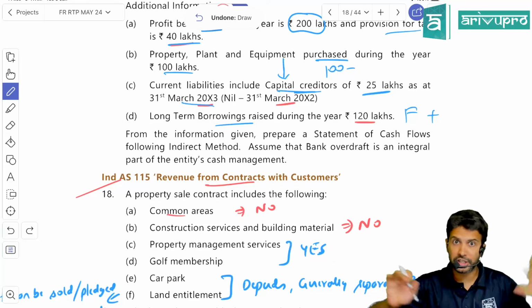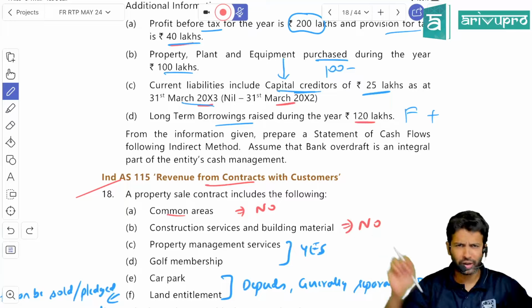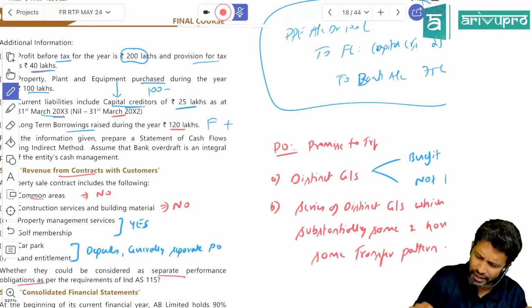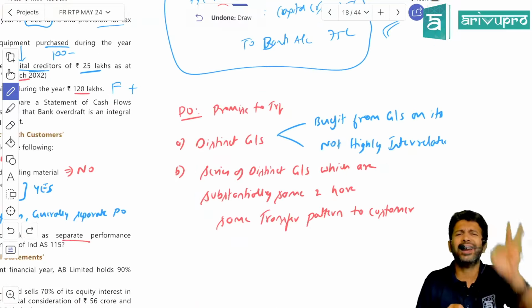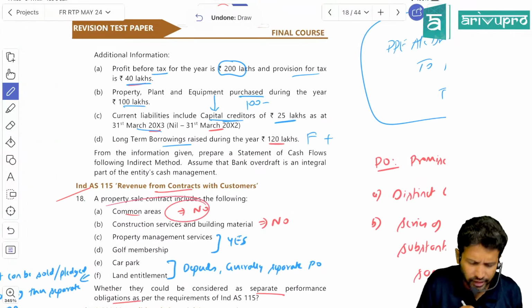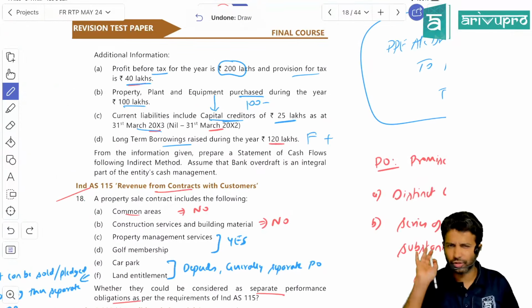In the answer, they've given study material answer, they've given a big story. Okay, you write this para. That's the reason I've given an answer over here. You write the definition of PO. Write one justification: now these two are highly interrelated, so not a separate performance obligation. That is good enough. No need to write the full story.